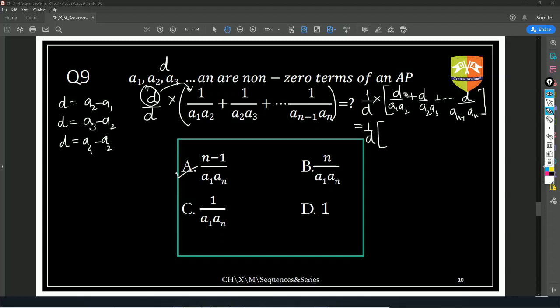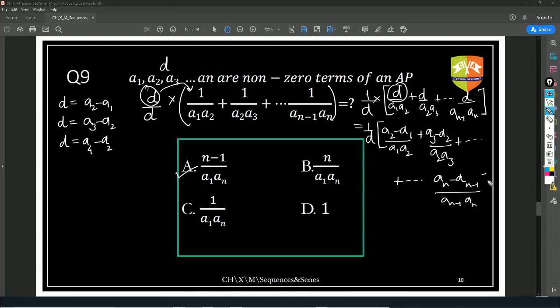And what is this? This D I can write as (A2 minus A1) by A1A2. Okay? And this second D can be written as (A3 minus A2) by A2A3. Do you get some clue here? Finally, (An minus A(n minus 1)) by A(n minus 1)An. Right? Now, why did I do this? I am now writing here. If you see, this will become 1 upon D.